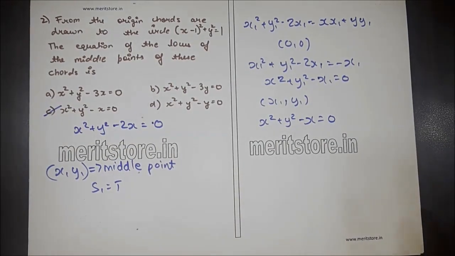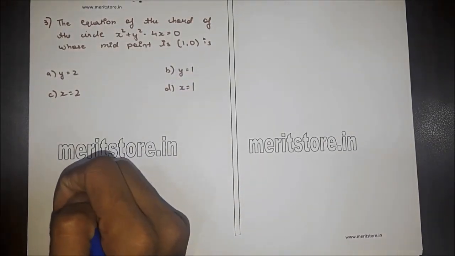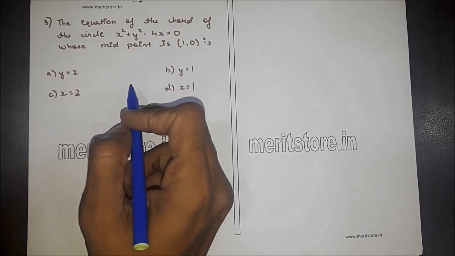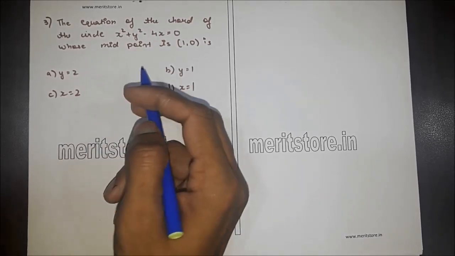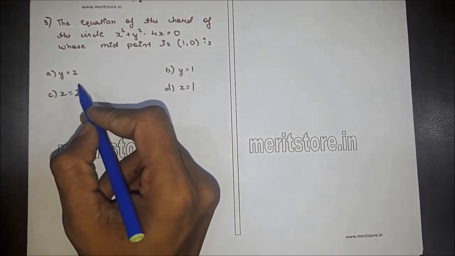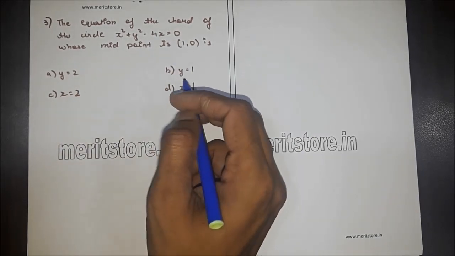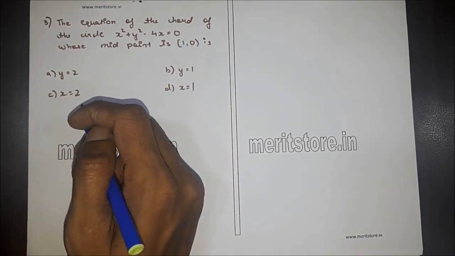Therefore option C is the correct answer. Question 3. The equation of the chord of the circle x square plus y square minus 4x is equal to 0 whose midpoint is 1 comma 0 is, we have four options: A y is equal to 2, B y is equal to 1, C x is equal to 2, and D x is equal to 1.